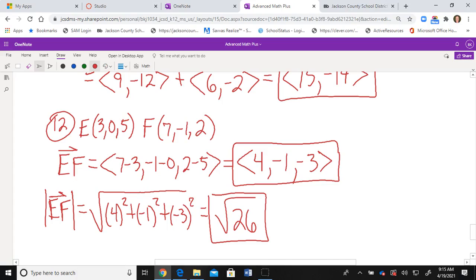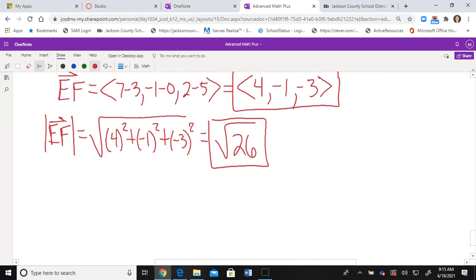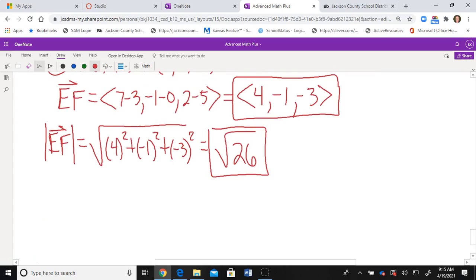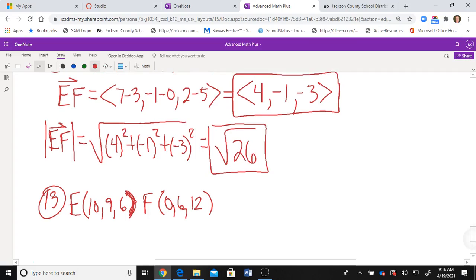Okay, I'm just going to scroll it up a little bit so I can start writing 13. Is that good? 13: E is 10, 9, 6. And F is 0, 6, 12. Sam, you good on that other one? Oh, yeah. Okay. 0 minus 10.